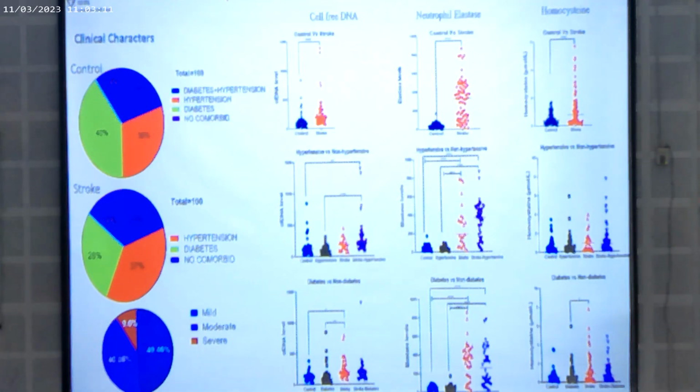So we have recruited a good cohort of stroke patients, around 100, and we have clinical characterization of these who have hypertension, who have diabetes, who are vegetarians, who are non-vegetarians, age, gender, all of it. And then we see that even in the stroke samples, there is a high amount of cell-free DNA and neutrophil elastase, which is a component of NETs, and more homocysteine. We see more relevance with hypertension rather than diabetes in this case. The correlations of homocysteine, elastase, and cell-free DNA are stronger with hypertension patients, but we also see some of it with diabetes.